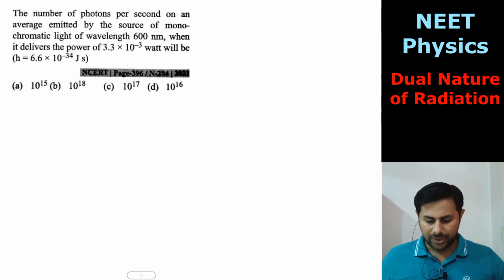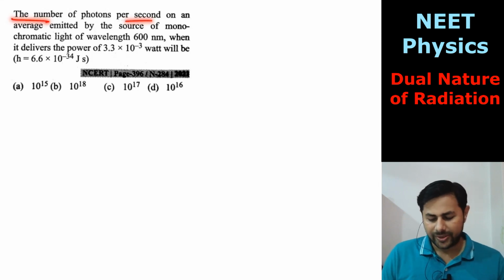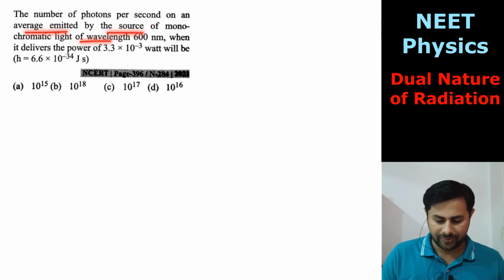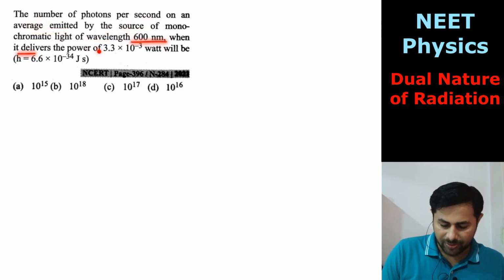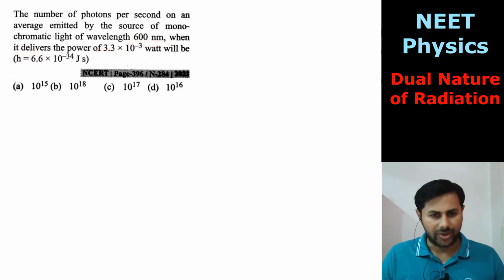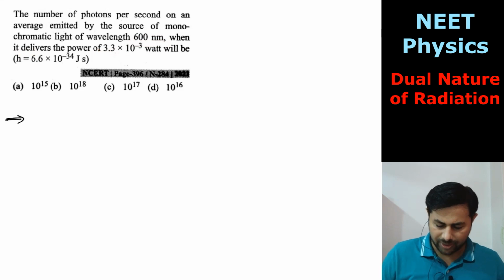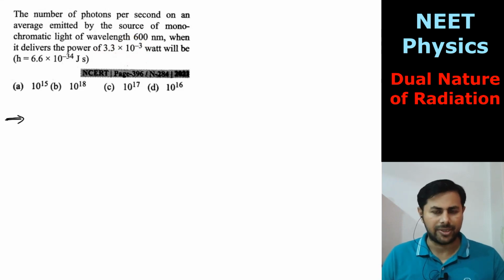So now let us see some numericals based on this. The number of photons per second on an average emitted by a source of monochromatic light of wavelength 600 nanometer, when it delivers the power of 3.3 into 10 raised to minus 3 watt, will be. Okay, so it delivers a power of 3.3 multiplied by 10 raised to minus 3 watt. We want to find out how many photons will it emit.